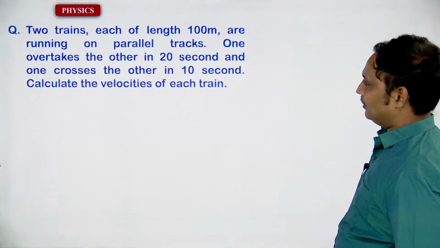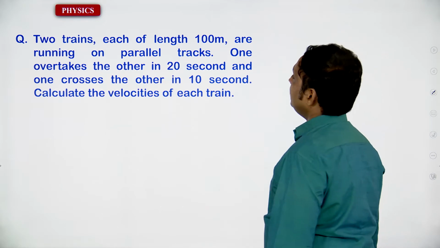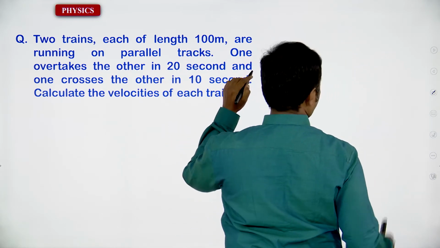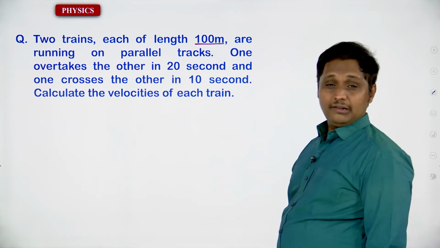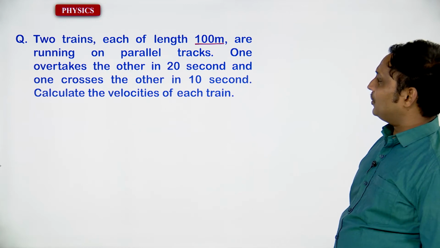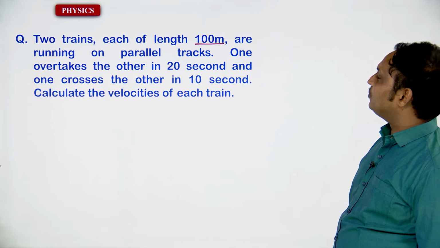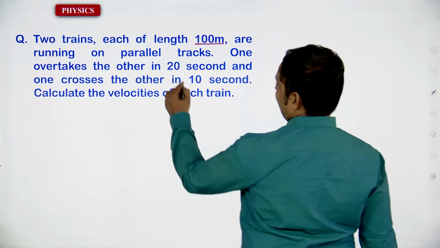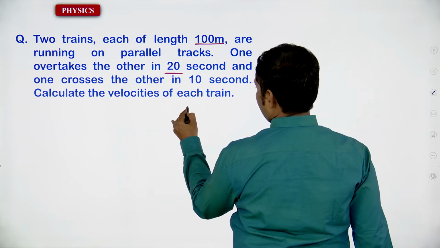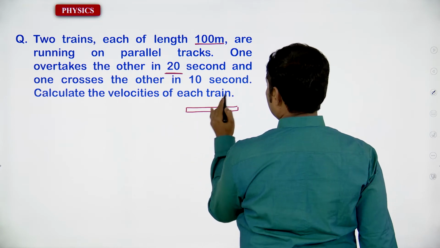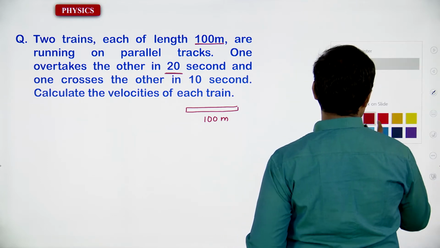You have to take the problem. It's very clear, you can measure that. Two trains each of length 100 meters, running on parallel tracks. This is 100 meters. One overtakes the other in 20 seconds. The first one is 100 meters, and you have to take the second one also.